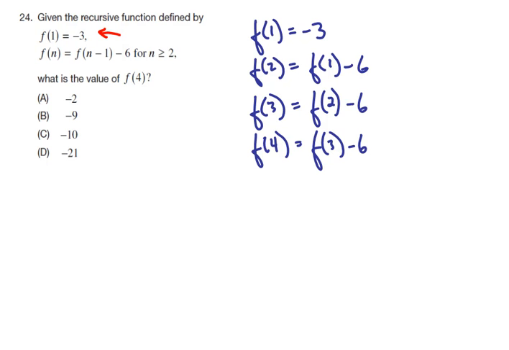So in order to find f of 4, we have to say that f of 4 is f of 3 minus 6, but f of 3 is f of 2 minus 6, f of 2 is f of 1 minus 6. Only when we get back to f of 1 do we have a value there. So we can start to build this up from f of 1.